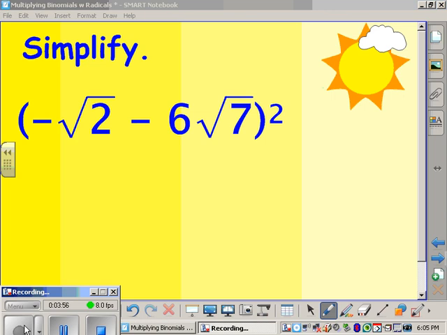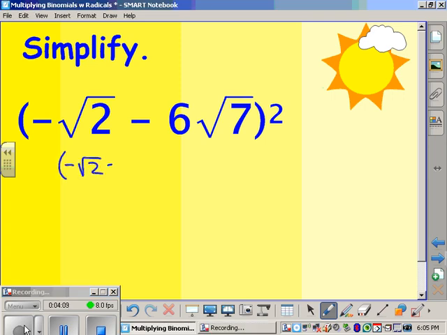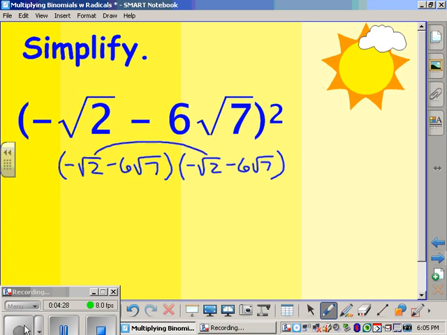This problem is read as negative radical 2 minus 6 radical 7 quantity squared. So because the binomial is squared, that means we need to multiply it by itself. So we literally need to write the binomial twice. Now a binomial times a binomial requires us to FOIL it. So we're going to have to go slow and take one term times the next, and then that same term times the second term in the second parentheses. That's how we will begin.